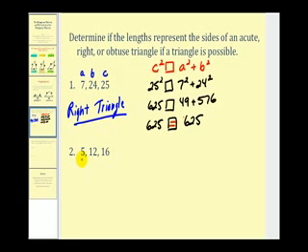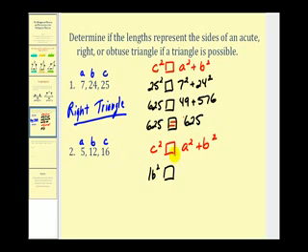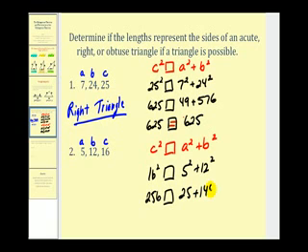Okay, on number 2, this would be side c. Let's call this a and this b. Notice that a plus b, or 5 plus 12, is greater than 16, so we can form a triangle. Let's set up the relationship between c squared and a squared plus b squared again. So now we'll have 16 squared on the left, and we'll have 5 squared plus 12 squared on the right. So we'll have 256, and on the right we'll have 25 plus 144. This is going to give us what, 169?